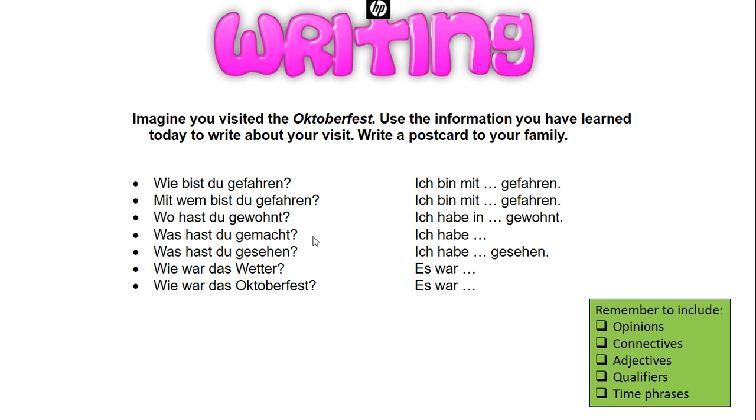Wo hast du gewohnt? Where did you stay? Was hast du gemacht? What did you do? Was hast du gesehen? What did you see? Wie war das Wetter? What was the weather like? Wie war das Oktoberfest? How did you find Oktoberfest? Okay, so you need to write a paragraph of about 50 words to include all that information. Make sure you include a range of opinions, connectives, adjectives, qualifiers, and time phrases.